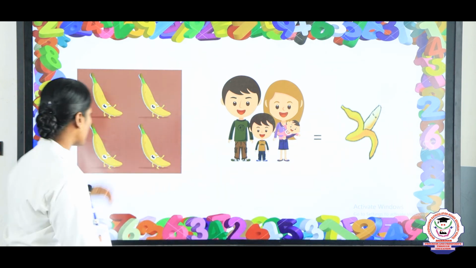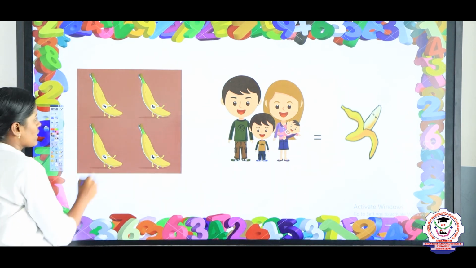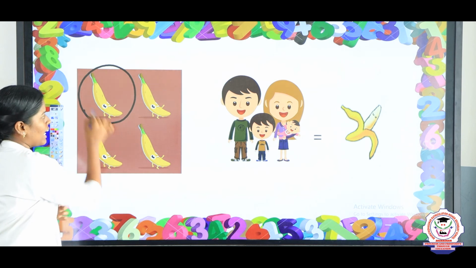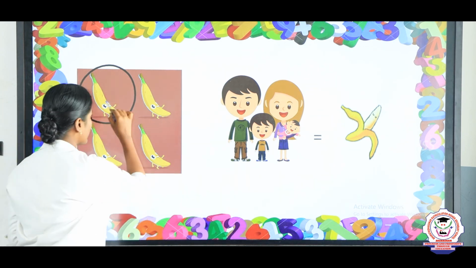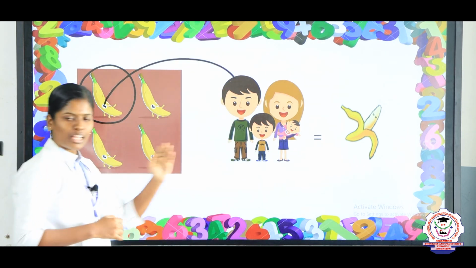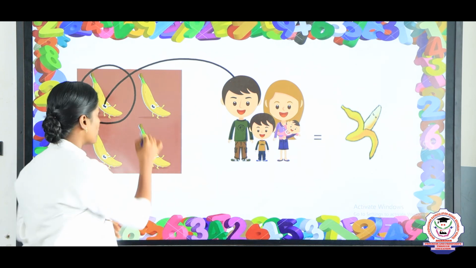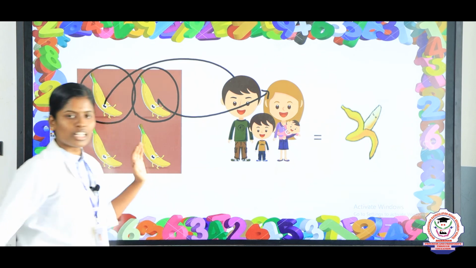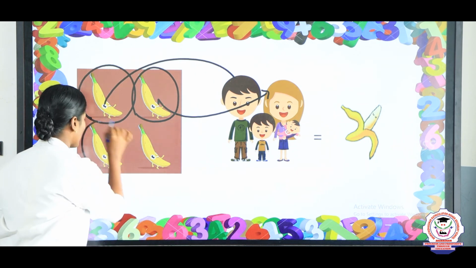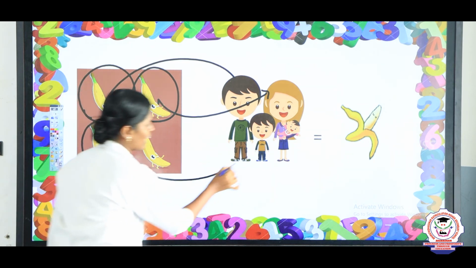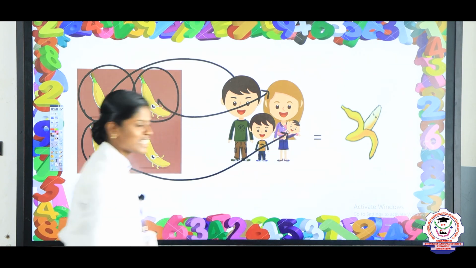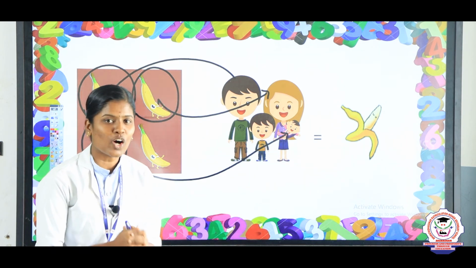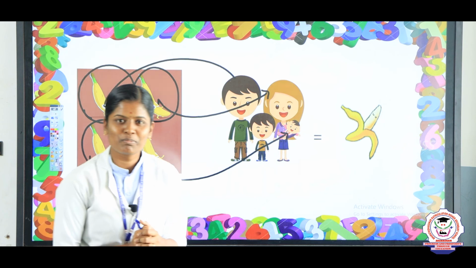Now he is going to give these bananas to the family. The first banana we will give to the father, and the second banana is going to be given to the mother, and the third banana is going to be given to your sweet sister. Now tell me Nani, how many bananas are left with you?